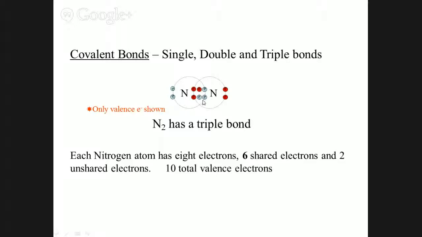Most of our atmosphere is nitrogen, and in fact, it takes the energy of, say, a bolt of lightning to break this bond so that it can be transformed into other material that we can then take in through our diet to get nitrogen into our bodies, an important nutrient. So single, sharing 2, double, sharing 4, triple, sharing 6 valence electrons.